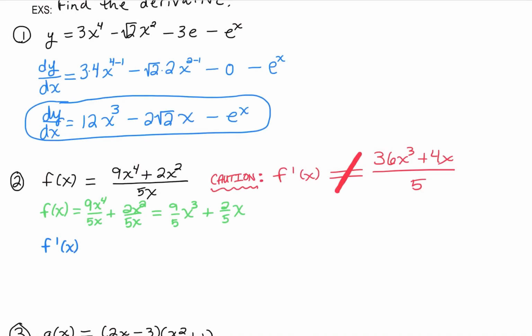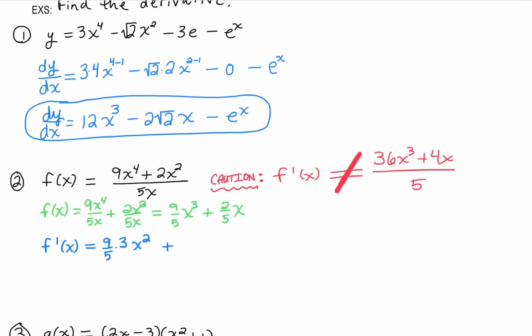So let's just use the f prime notation here. We're going to apply our power rule. The 9/5 gets carried along as a constant multiple. We're going to bring down the 3, and then decrease that power by 1, so it'll be x squared.